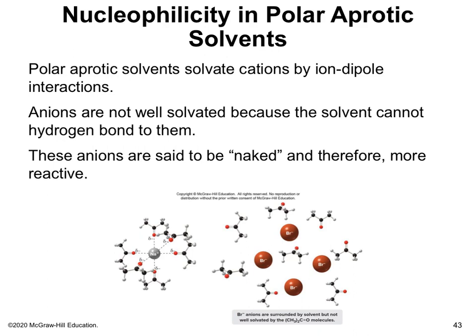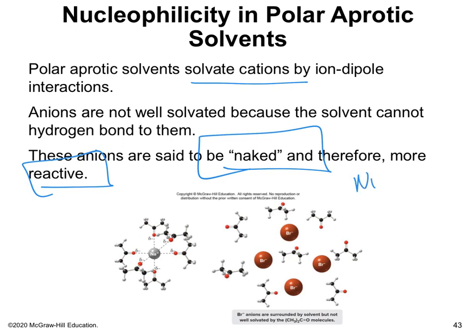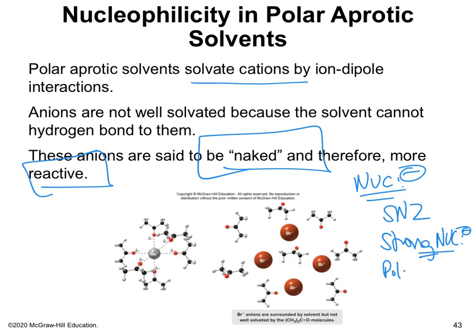Polar aprotic solvents can solvate the cations. They end up making a naked, more reactive nucleophile. So remember, I said in SN2, what do you want? You want strong nucleophiles. Remember I said always? Well, if you have a polar aprotic solvent, it's going to make your nucleophile even stronger.